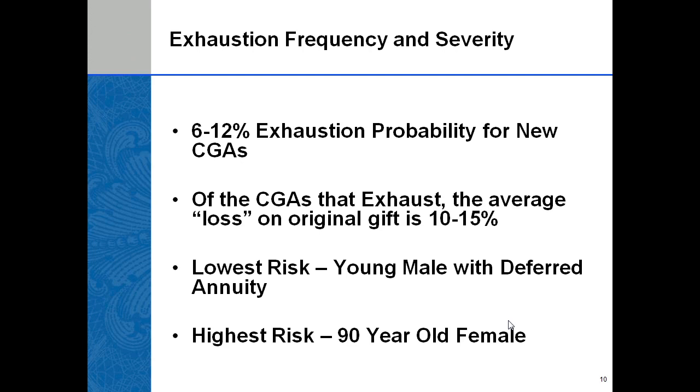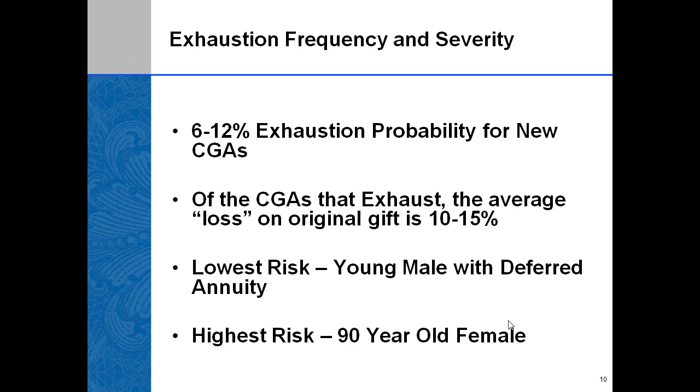So next, let's talk about this exhaustion frequency and severity. Gift annuities are great, and I want to take you through an example in a normal period going forward. We haven't had one of those in 30 years, but let's say one's coming before we all die. In a normal period, gift annuities have about a 6 to 12% chance of exhausting, of running out of money.